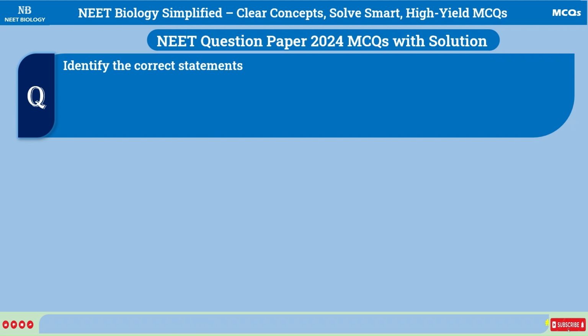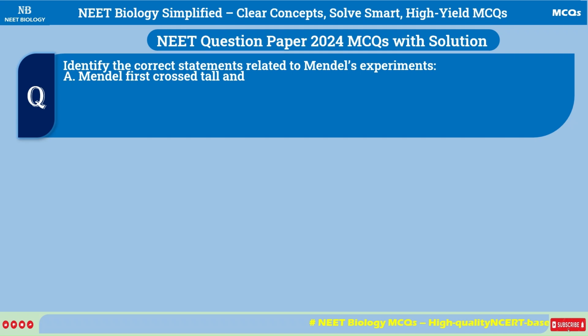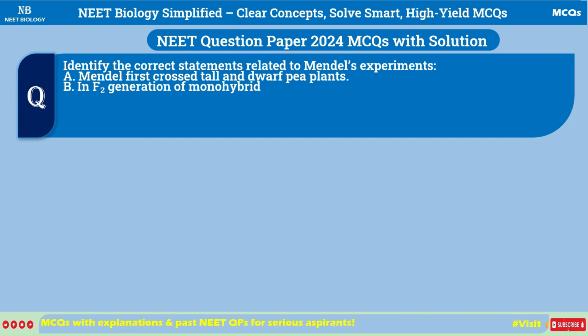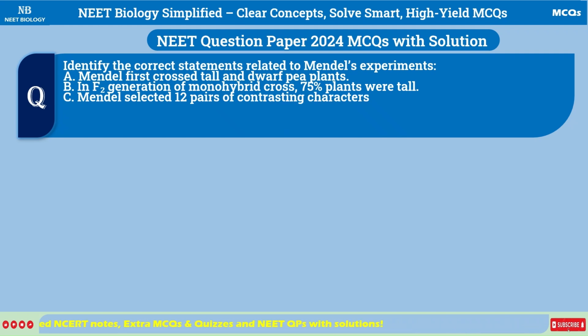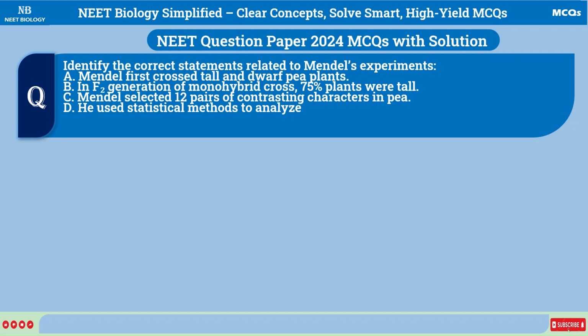Identify the correct statements related to Mendel's experiments. A. Mendel first crossed tall and dwarf pea plants. B. In F2 generation of monohybrid cross, 75% plants were tall. C. Mendel selected 12 pairs of contrasting characters in P. D. He used statistical methods to analyze his data. E. The appearance of dwarf plants in F2 generation proved recessive nature.